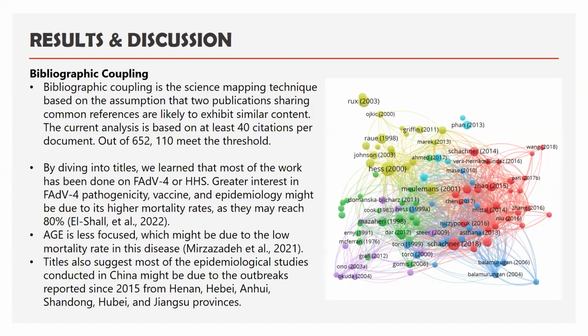Bibliographic coupling is a science mapping technique based on the assumption that two publications sharing common references are likely to exhibit similar content. So we extracted the titles of each cluster, and we know that most of the work has been done on FAdV-4 or hepatitis hydropericardium syndrome, and adenoviral gizzard erosion is less focused.